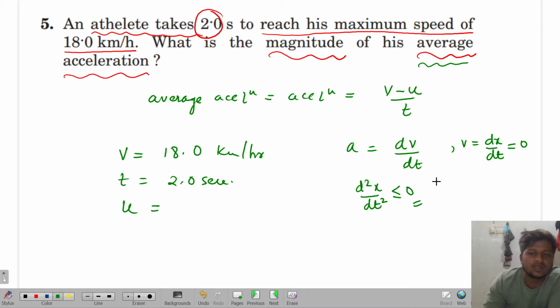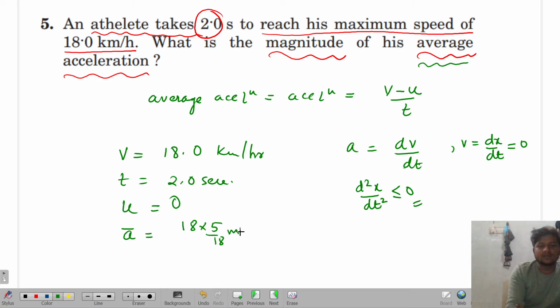Okay. So that means, if you try to find the equation out of it, at t equal to 0, when the displacement is 0, initial velocity is also going to be 0 after applying this equation. So therefore initial velocity is going to be 0 and average acceleration is going to be how much? 18, you need to convert 18 into 5 by 18 meter per second. I have directly converted it, minus 0, divided by 2. This is going to be 5 by 2, which is 2.5 meter per second square.